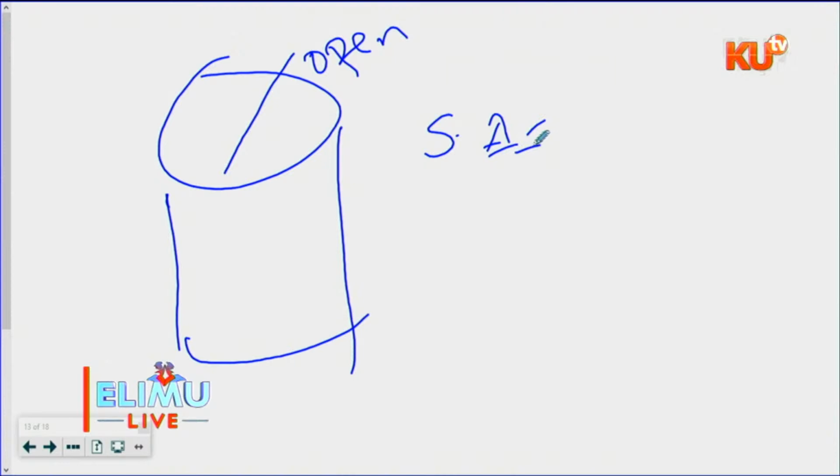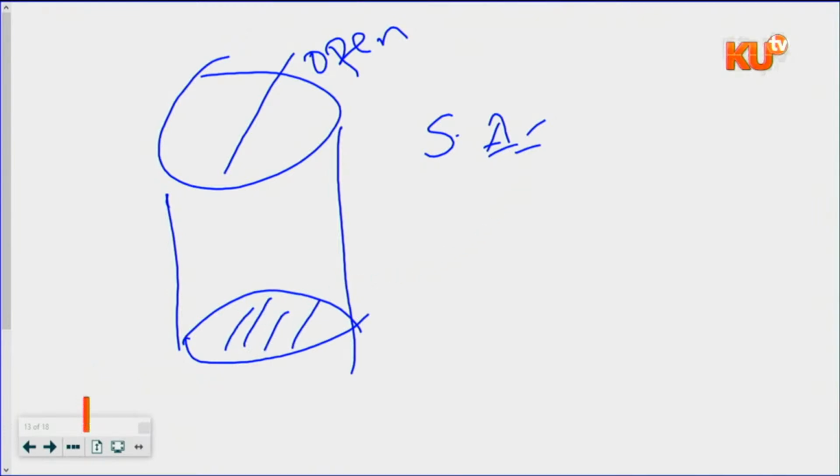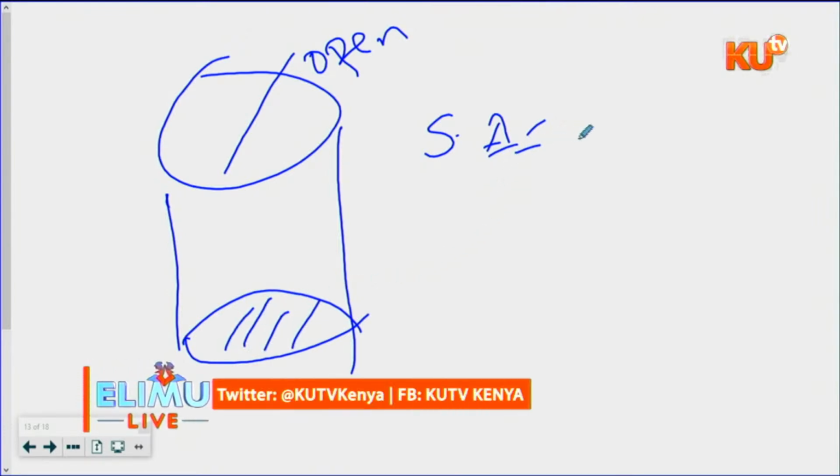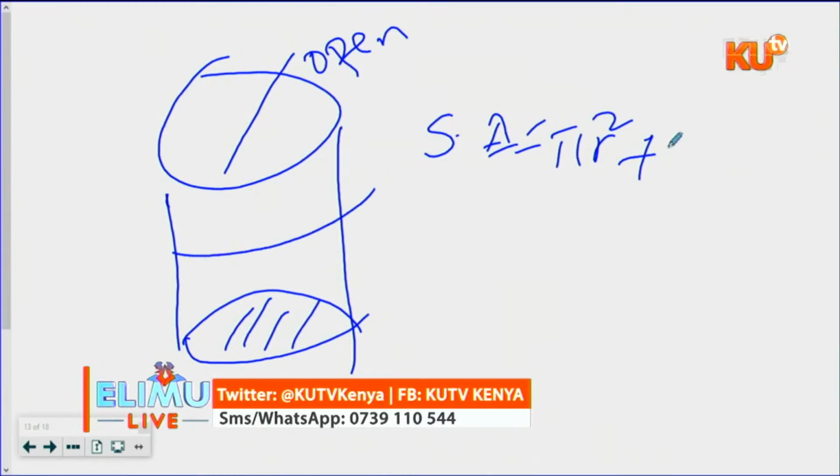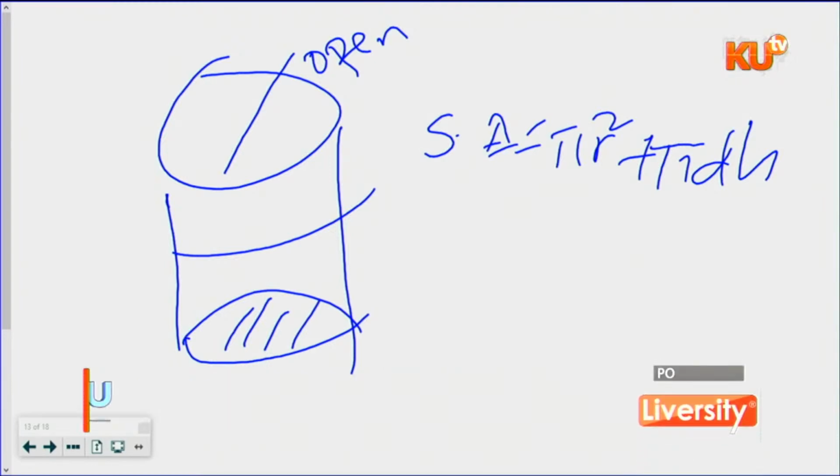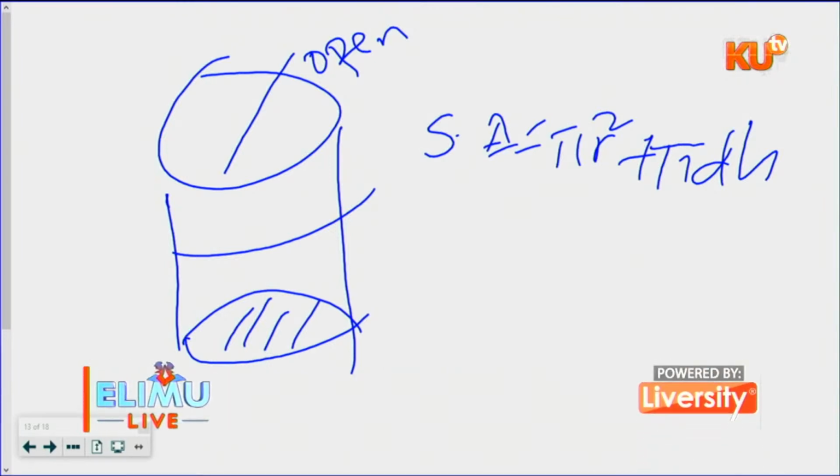The surface area will be equal to the area of the bottom, which is a circle, so we say pi r squared, plus the area of the curved part, which is pi d h.